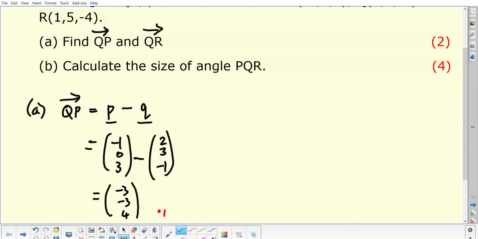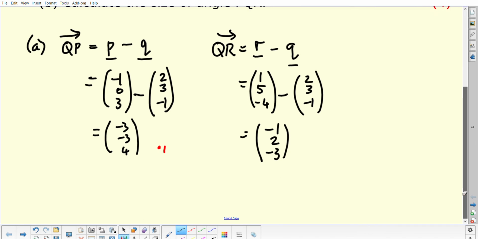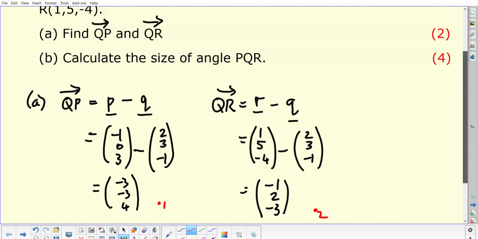You also have to work out what Q to R is. So Q to R would be equal to R minus Q, the position vector of R, which would be the same as the coordinates, so 1, 5, 4, and that is subtracting 2, 3, minus 1, and that would give us minus 1, 2, minus 3, and that would be your second mark in the first part A.